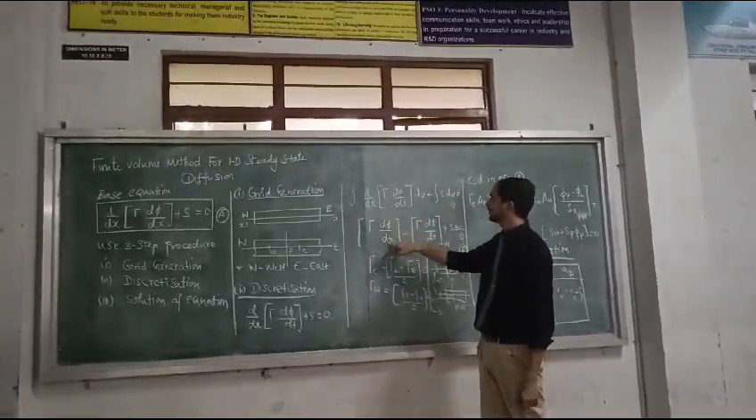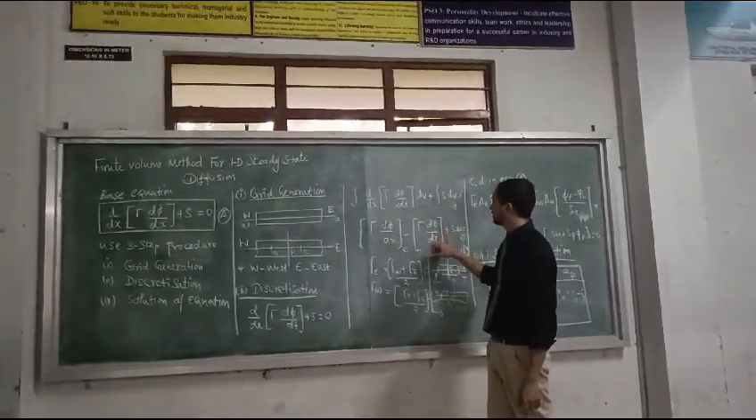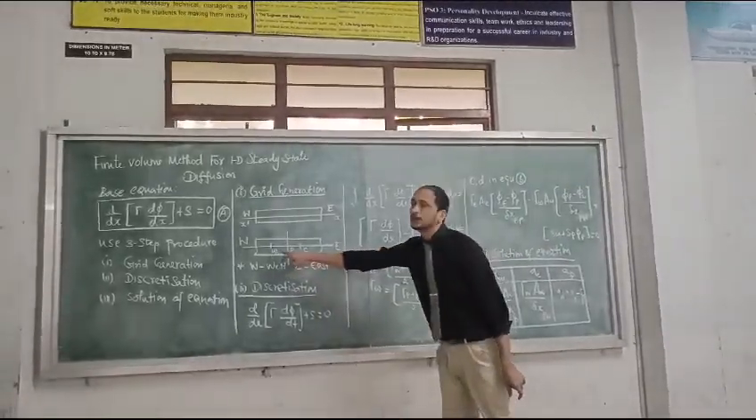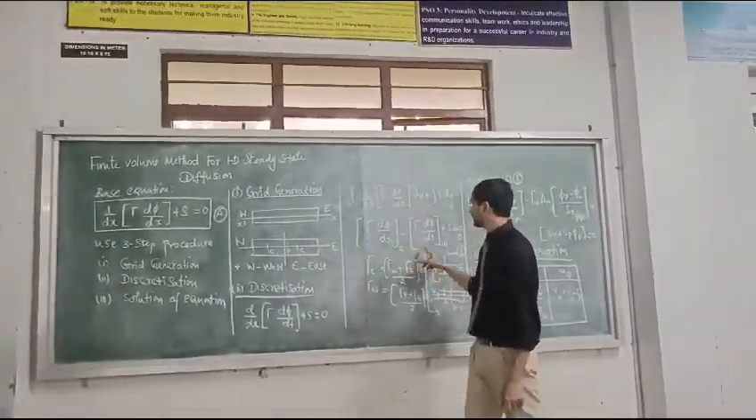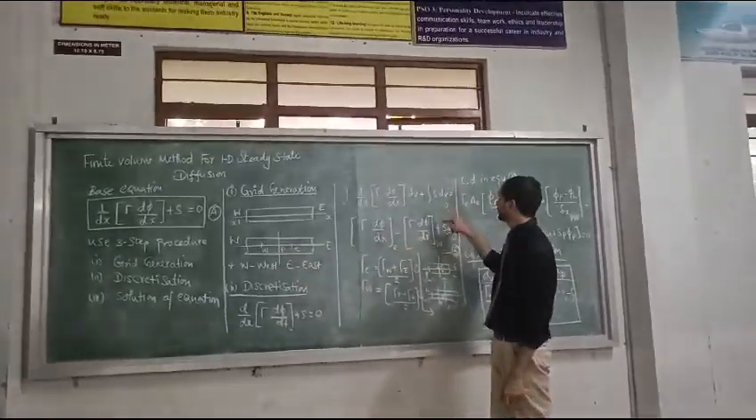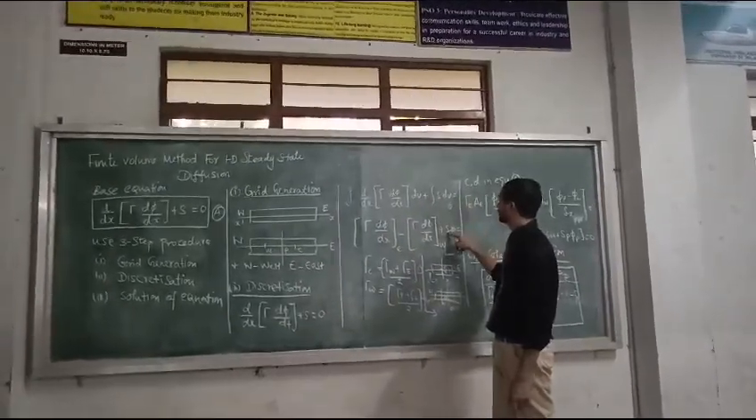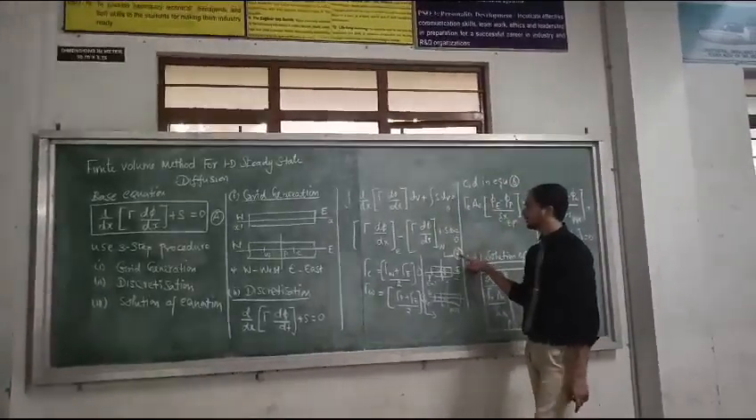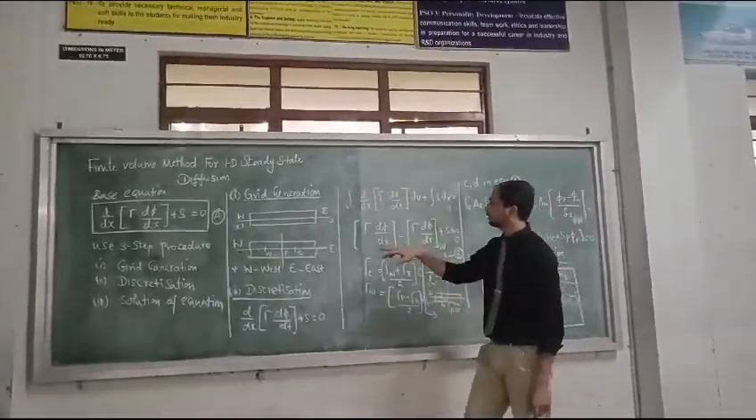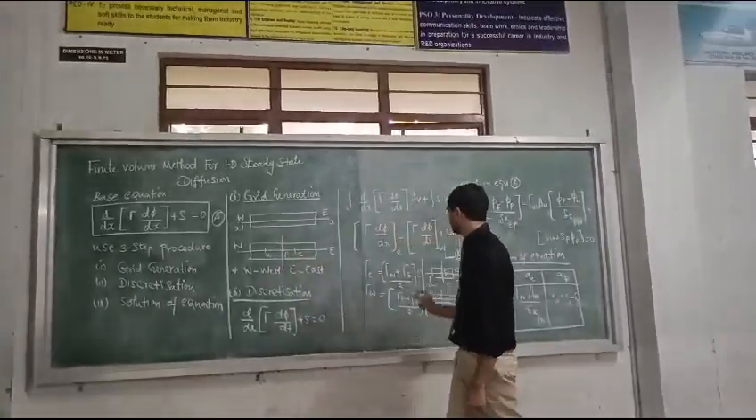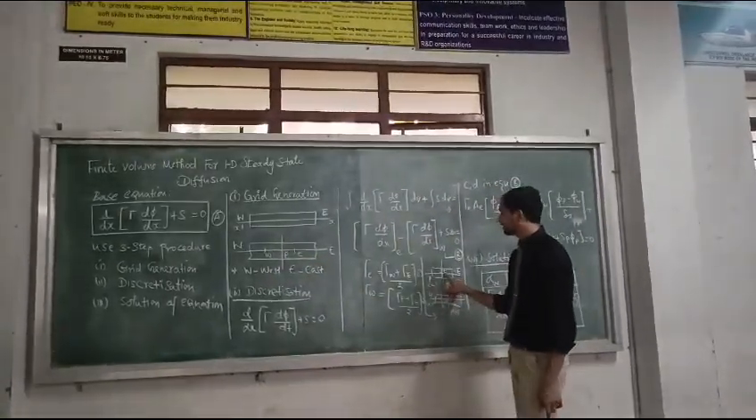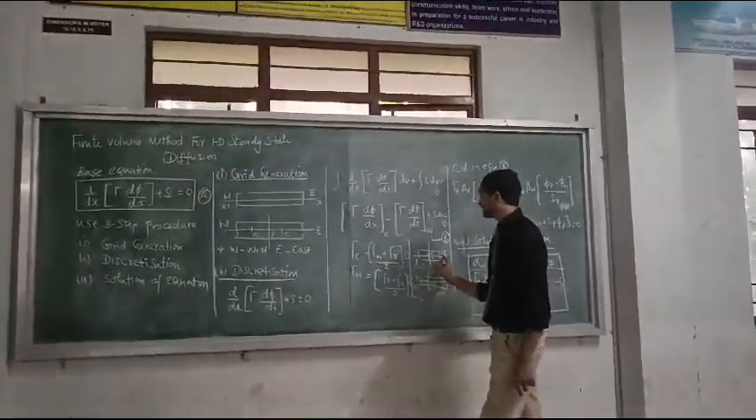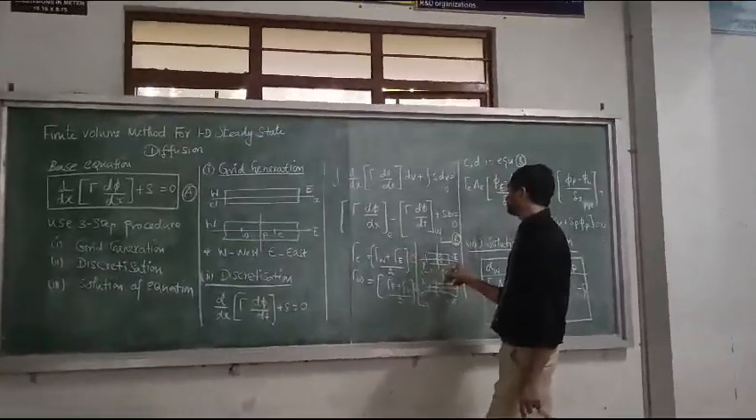So gamma into d phi by dx at east, and here also gamma into d phi by dx at west. Why? Because east is the positive direction and west is the negative direction, so that is the negative sign, plus the source term, S into dV, that is equal to 0. This equation is called the balance equation. Now we have to calculate the values at E and W, where P and E are as in this diagram.